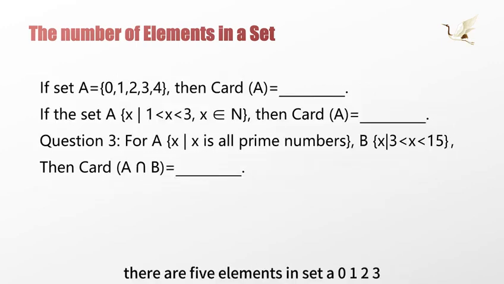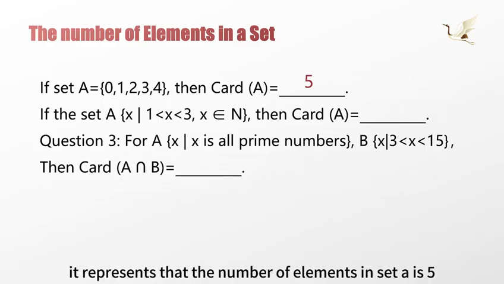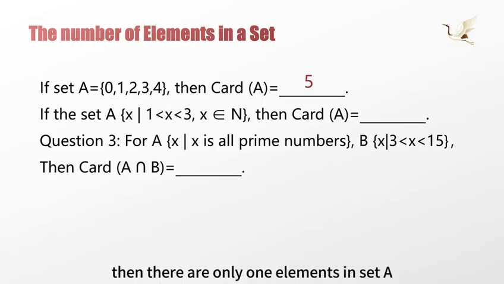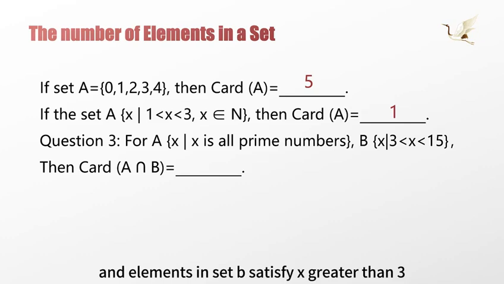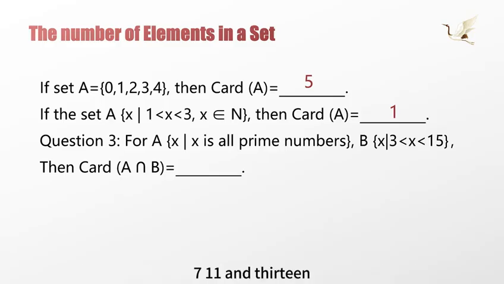For problem 1, there are 5 elements in set A: 0, 1, 2, 3, 4, so card A equals 5. It represents that the number of elements in set A is 5. For problem 2, if the elements in set A satisfy that x is greater than 1 and less than 3, and x is a natural number, then there is only 1 element in set A. Card A is equal to 1. For problem 3, if set A is all prime numbers and the elements in set B satisfy x greater than 3 and less than 15, then the elements of A intersecting B are 5, 7, 11, and 13. Its cardinality is 4.